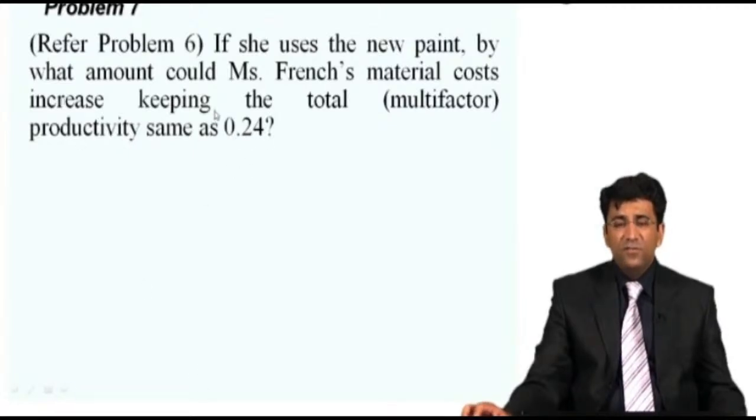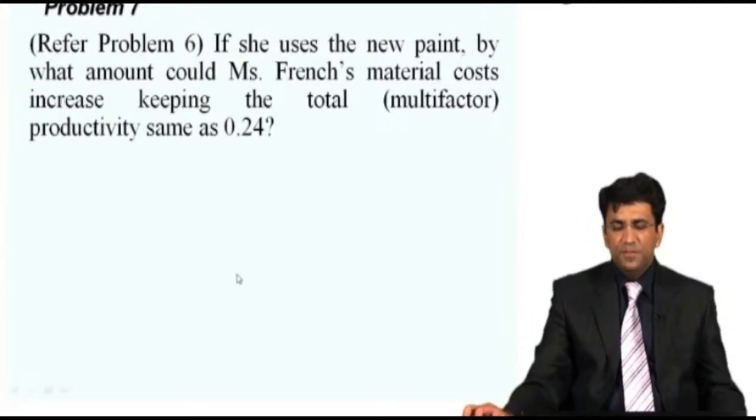It is being asked that if the productivity remains the same, that is 0.24, which was initially with the old paint, how much will have to be added to the material cost so that we are able to achieve the same level of productivity. So this is the requirement in this particular case: how much material cost should be increased to maintain the same level of productivity, that is 0.24.